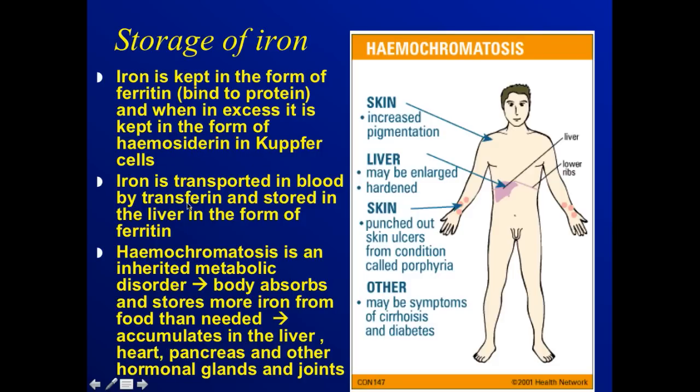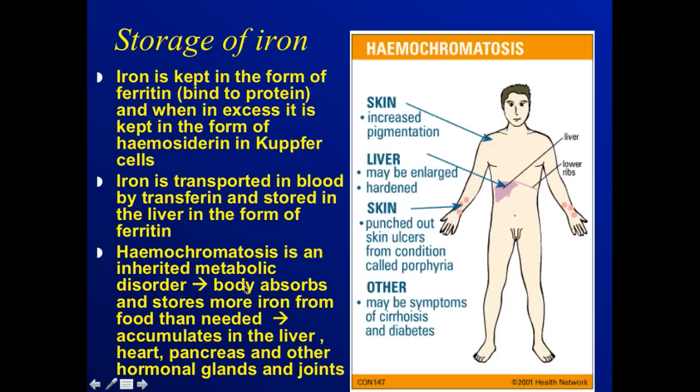Now, how is iron being transported right from your intestine to wherever it is being needed? For example, you know iron is important for the synthesis of red blood cells and so on. So it will be transferred by a plasma protein called transferrin. Then it goes into the liver, stored in the form of ferritin.